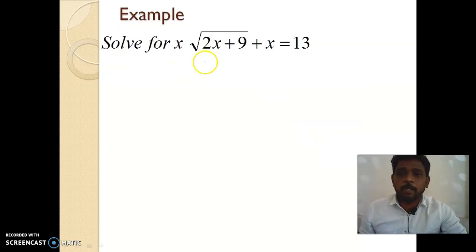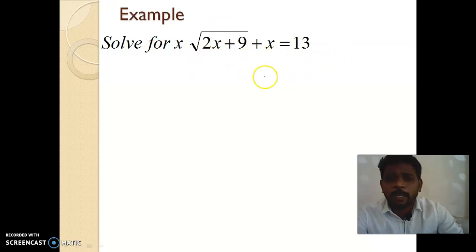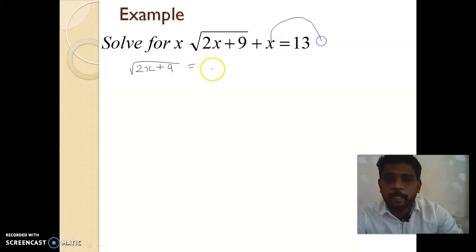So solve for x. Root of 2x plus 9, plus x equal to 13 is there. Here it is not in the form of a quadratic equation, so we need to convert it into a quadratic equation. The square root of a number is there in one term, the first term containing the root, so keep the root as it is on one side. So 2x plus 9, and transpose this x to the right hand side, it becomes 13 minus x.